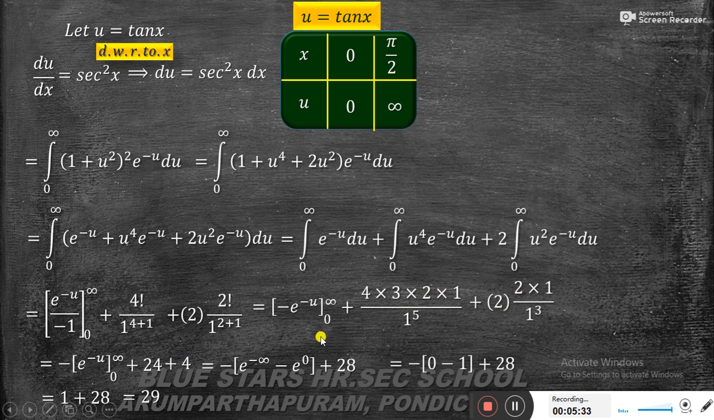So in the next step we write it, that means e power minus u, 0 to infinity. So here 4 3s are 12, 12 2s are 24, 24 plus 4 is 28. So we substitute the limit, that means upper limit e power minus infinity minus e power 0. e power minus infinity is 0, e power 0 is 1, so 0 minus 1, so we write it 1 plus 28 equal to 29. This is the answer for our given integral.